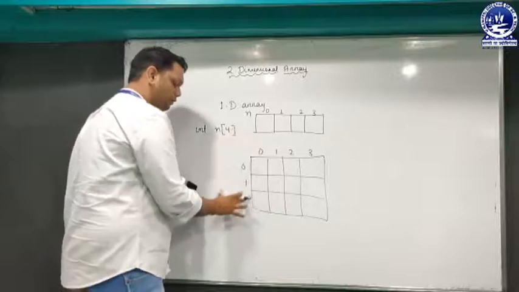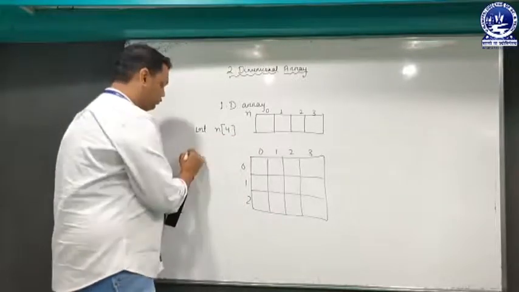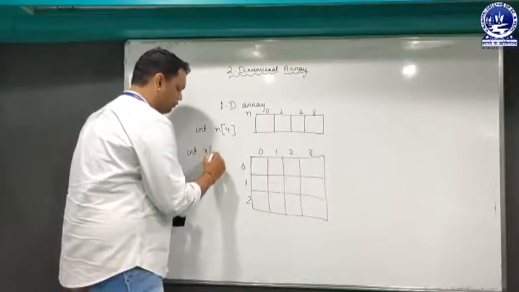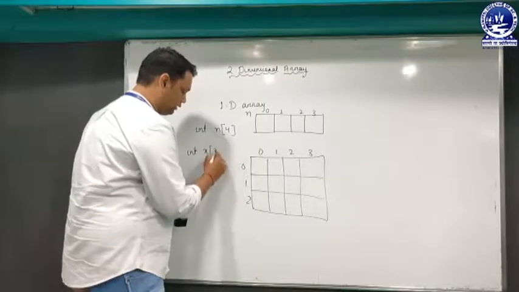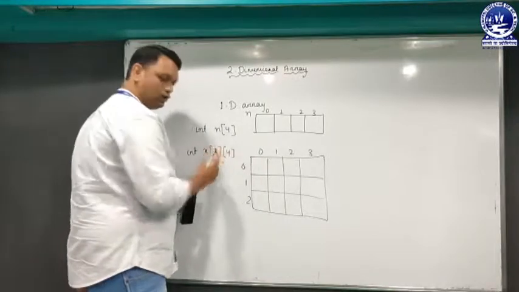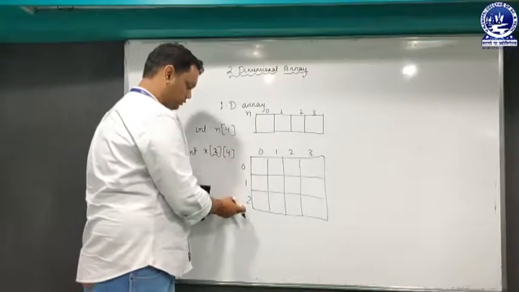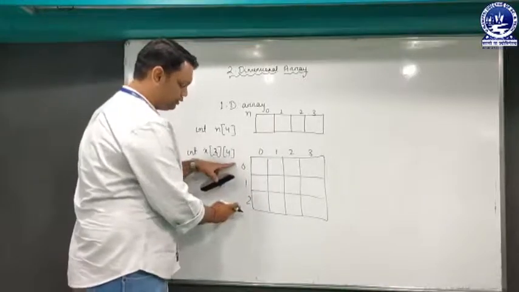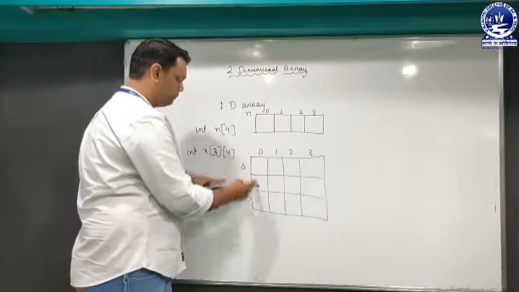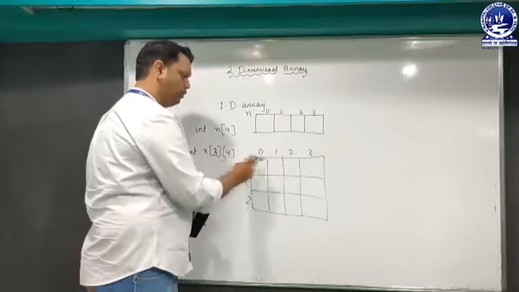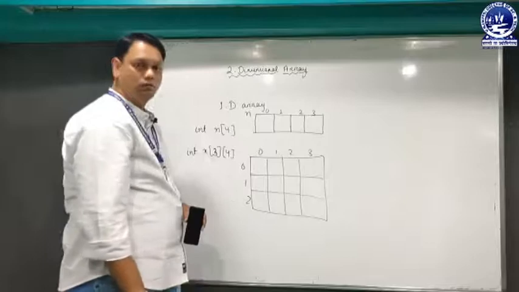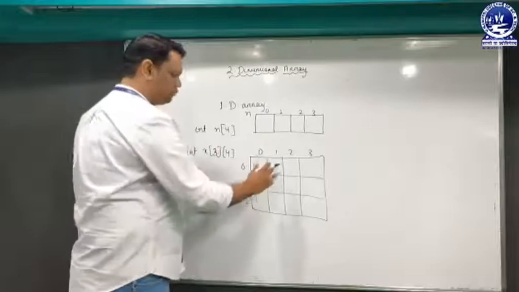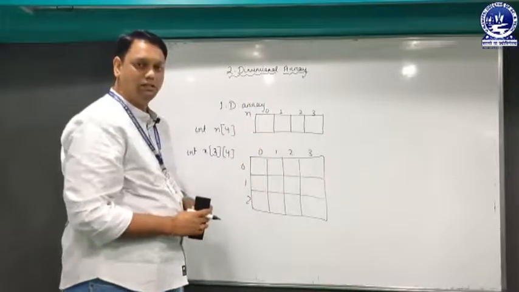But when we come to the two-dimensional concept, we will have two dimensions. Let us say I take int x[3][4]. Here you can see the row value is 3 and the column value is 4. The row value of 3 starts from 0 and continues up to 2, and the column value of 4 starts from 0 and goes up to 3. So here we have 3 rows and 4 columns. In this way the structure of a two-dimensional array is designed.